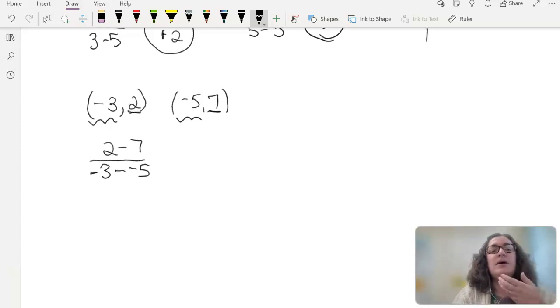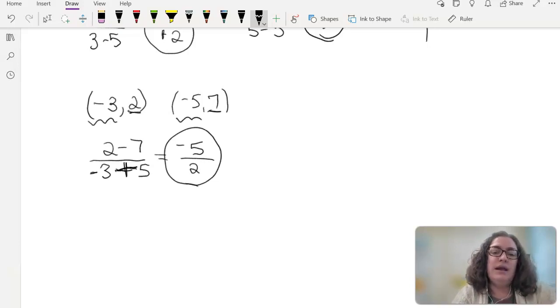Now, what happens with a minus negative? Well, it's just like in English class when you have two negatives together. It actually means you're saying a positive thing. And so we're going to change that minus negative to a plus positive, and then we're going to solve. So 2 minus 7 would be negative 5. And then negative 3 plus 5 is actually a 2. So negative 5 over 2.